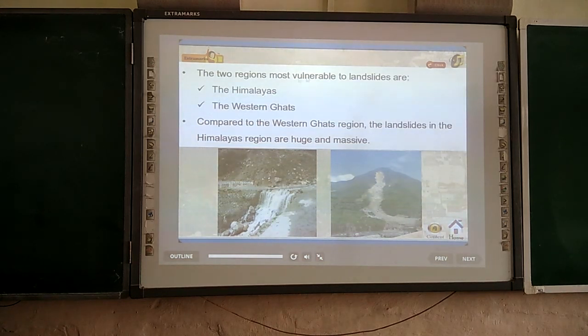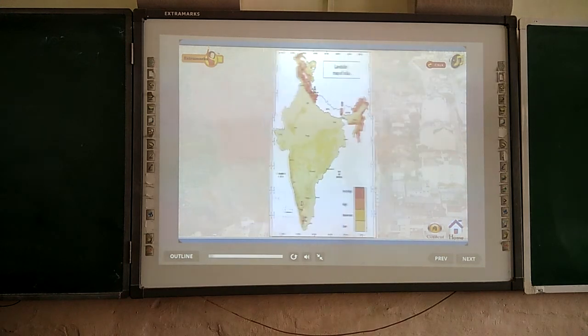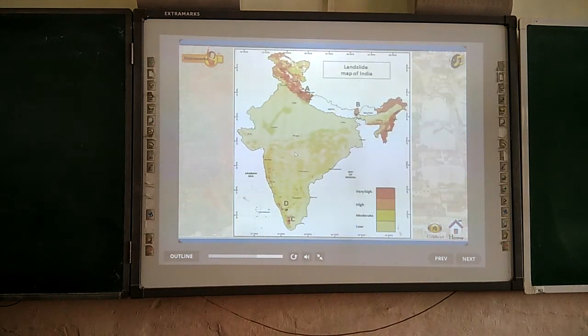Himalayas and Western Ghats. Most of these landslides occur in the following two main regions. One is the Himalayan region, another one is the Western Ghats. Especially if we take India, on the map of India you see here, the entire Jammu and Kashmir region and the northeastern direction, that is along Arunachal Pradesh, Assam, Meghalaya, etc. So that means it occurs mainly in the northeastern region plus the northern region of India.